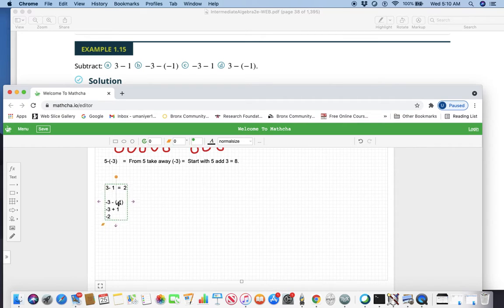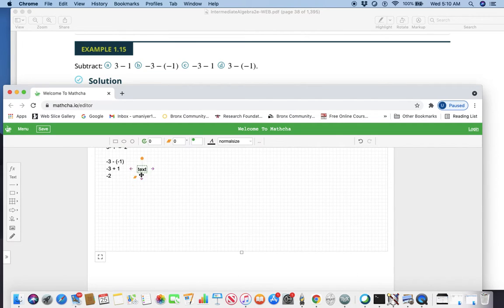Okay. Next. What is negative 3 minus 1? Well, you start with negative 3 and you add more of the negative. So you're making it more negative. So negative 3 minus 1 is negative 4. I hope this is clear, guys.